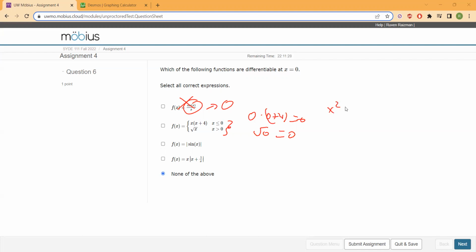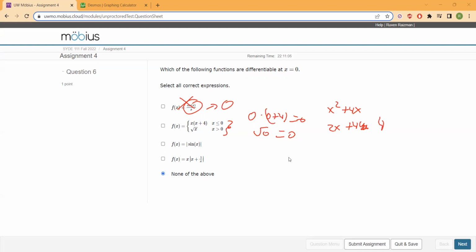So here we have x squared plus 4x. The derivative of x squared plus 4x is 2x plus 4. And if we evaluate it at 0, you would get 4.